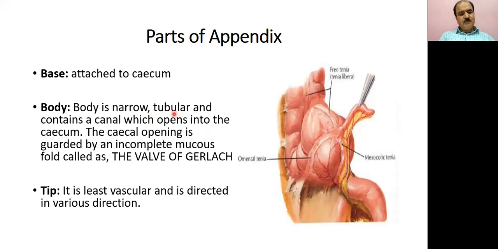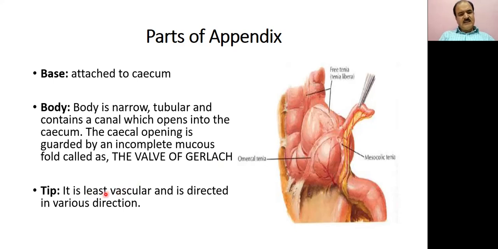The body is narrow, tubular, and contains a canal which opens into the cecum. The cecal opening is guarded by an incomplete mucus fold called the valve of Gerlach. So the valve of Gerlach may be there. That is an incomplete mucus fold.